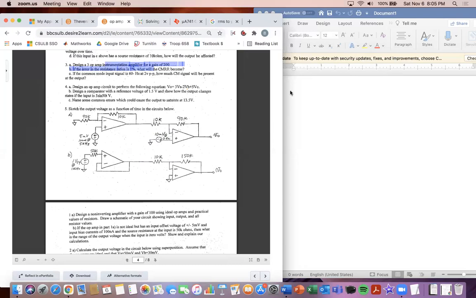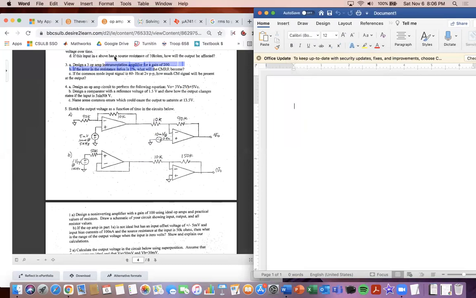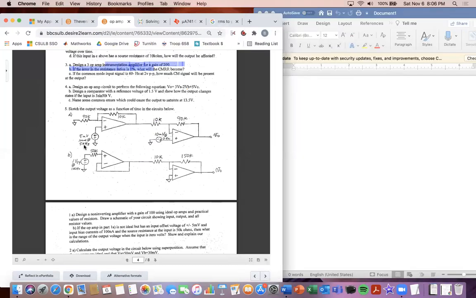Oh, sorry, I just forgot to do the period on this last one. The period's going to be the original. So 1 over 5 kilohertz is going to be the original. And so 1 over 5 kilohertz for your period for that sine wave is going to be 200 microseconds. So every 200 microseconds, there's going to be one complete sine wave. Okay, let's do part B.